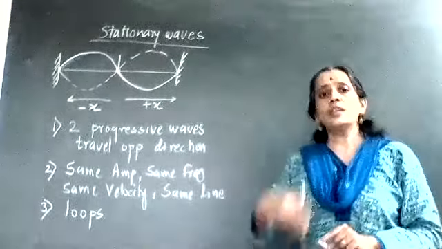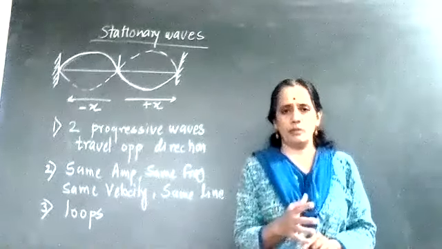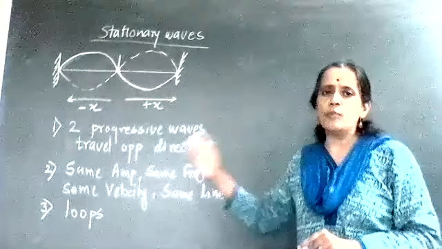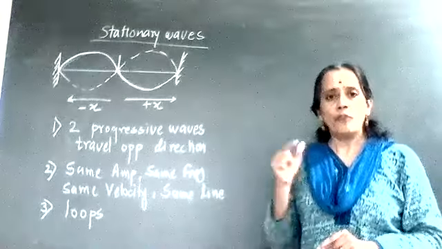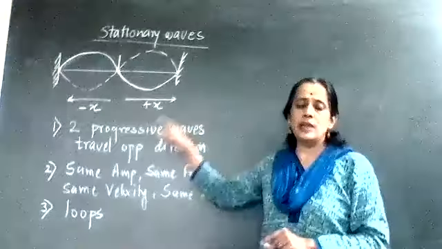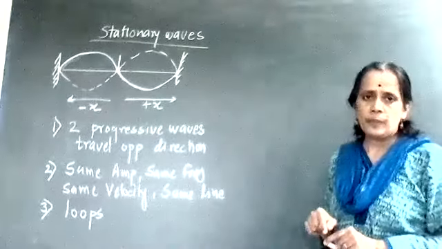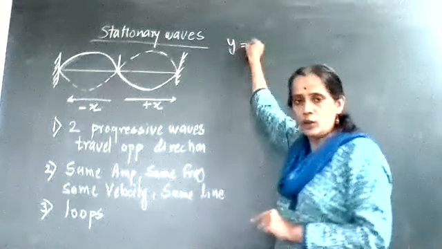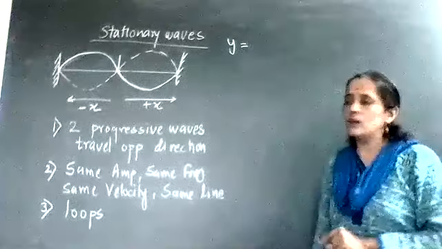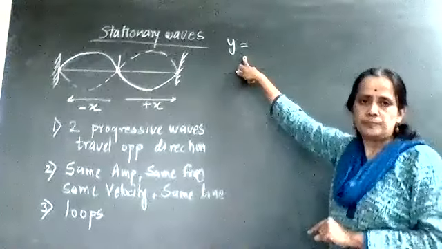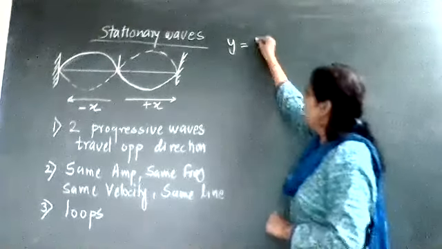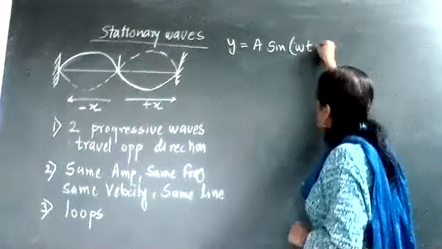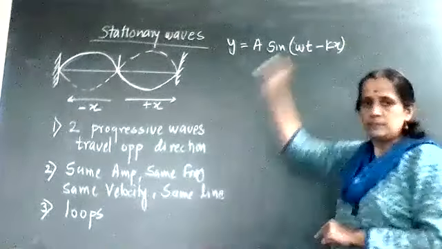Clear? Now the next thing is, we have to derive the expression for the stationary waves whenever it will be formed along a string. For that purpose, I can recall the equation of a progressive wave. All of you know, in the first lecture of the superposition of waves chapter, we have seen the equation of a progressive wave, which is y is equal to a sine in bracket omega t minus kx.